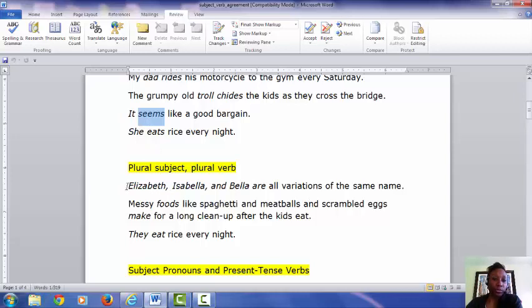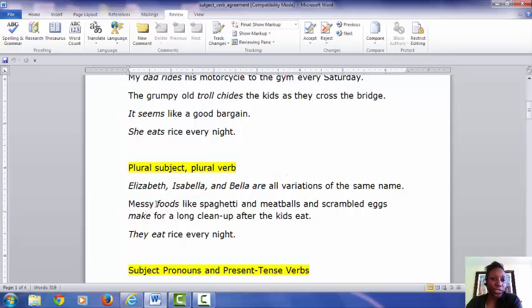Plural subjects, plural verbs. Elizabeth, Isabella, and Bella. This subject is a compound subject. There's more than one subject, so it's called a compound subject, so it is plural, and the verb also has to be plural. Are is the plural verb.